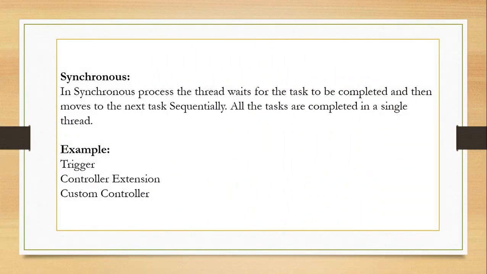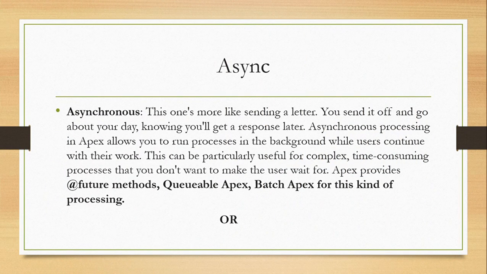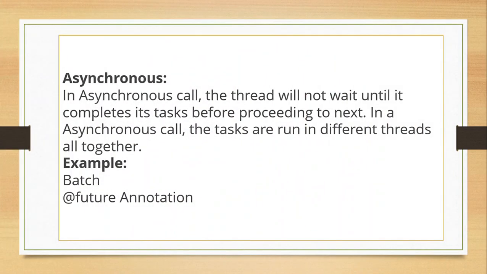In asynchronous processing, for example a triggered controller action, the thread will not wait for the task. It executes in parallel. Examples are future methods, queueable, and batch Apex. In an asynchronous call, the thread will not wait until the task is completed before proceeding to the next. Tasks are run in different threads altogether.